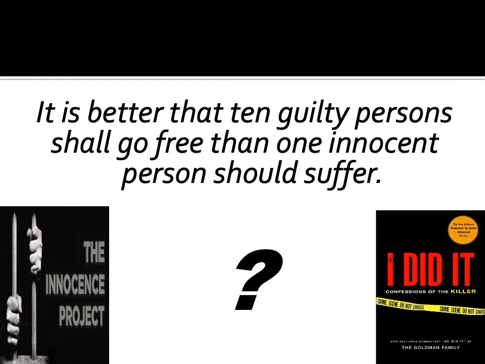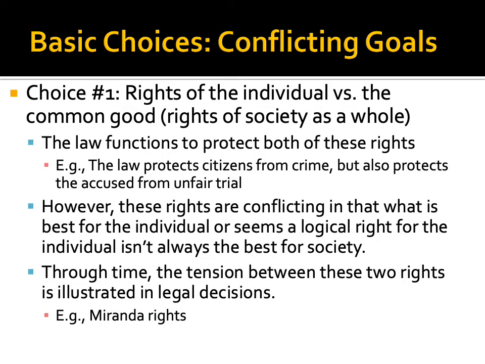And your opinion on that may differ, but basically what this whole discussion comes down to, and what you guys are going to have to decide, and you will have to take a side on this in your discussion post online, is these conflicting goals of the right of the individual versus the common good or the rights of society as a whole. Now, the law clearly functions to protect both of these rights, right? We protect citizens from crime, of course. We don't want bad guys coming after us, but we also need to protect the accused from an unfair trial, right? We have these amendments to the Constitution that say, no, you get the right to a fair trial. You get the right to an attorney, because we don't want people being convicted for a crime they didn't commit.